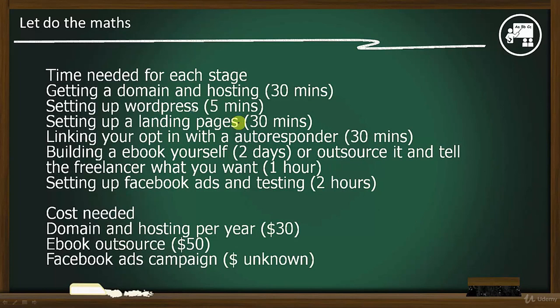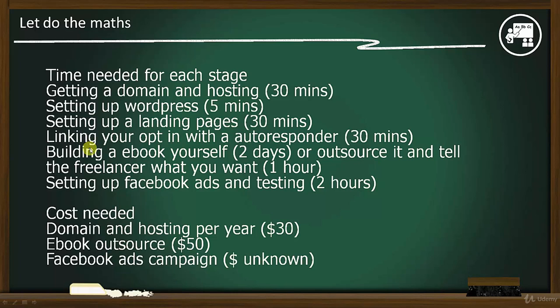building system. You need to get a domain and hosting. If you already have a domain and hosting, then you save 30 minutes. If not, you could spend 30 minutes or more, even as an experienced internet marketer. You set up WordPress and this should take you 5 minutes, max. And you set up a landing page. If you're experienced, it probably takes you 30 minutes. If you're inexperienced, it can take you 2 hours.